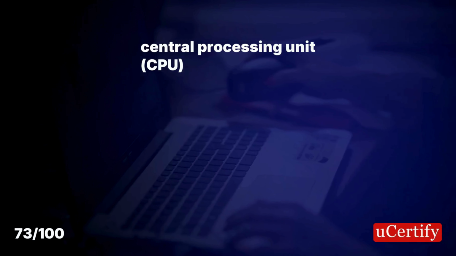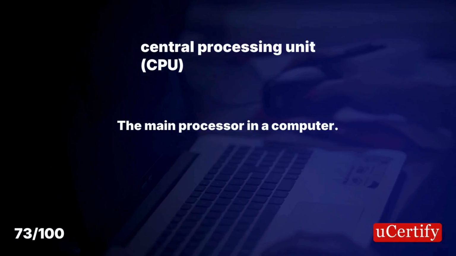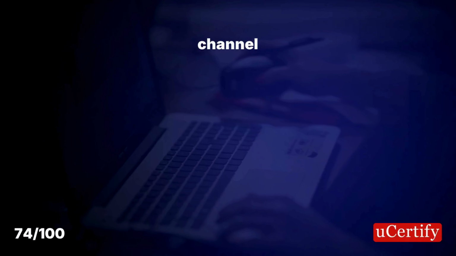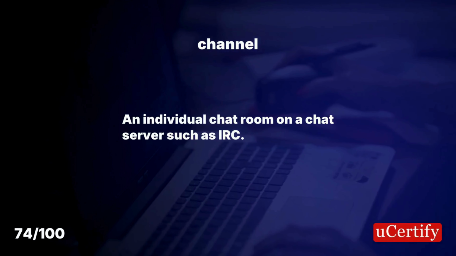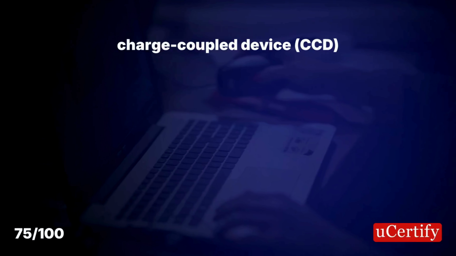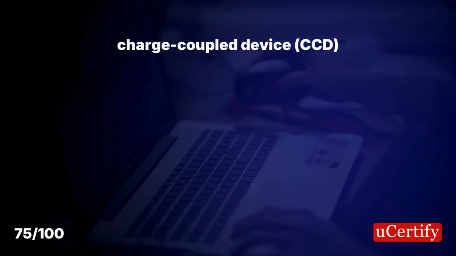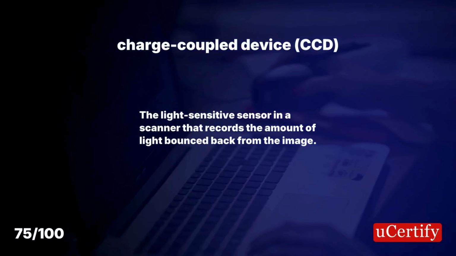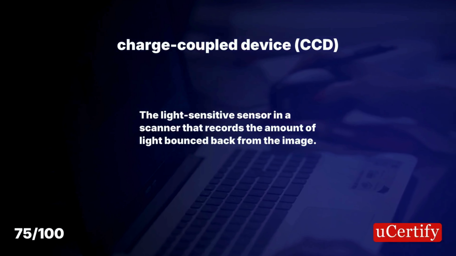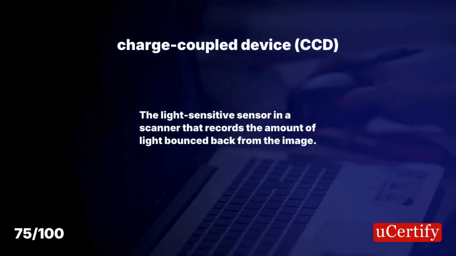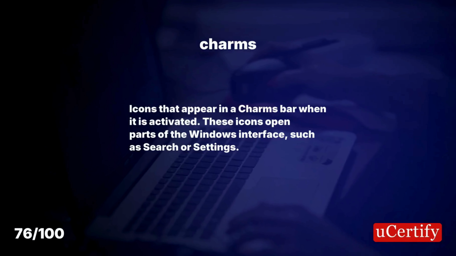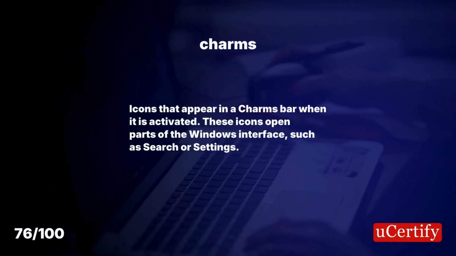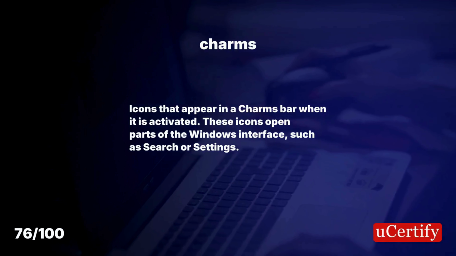Term: central processing unit, CPU. Definition: the main processor in a computer. Term: channel. Definition: an individual chat room on a chat server, such as IRC. Term: charge-coupled device, CCD. Definition: the light-sensitive sensor in a scanner that records the amount of light bounced back from the image. Term: charms. Definition: icons that appear in a charms bar when it is activated.